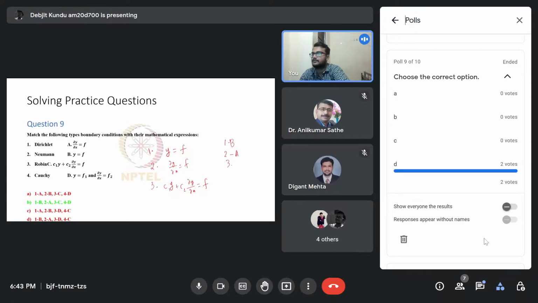So 3 would correspond to C, and in option 4 Cauchy, in Cauchy type boundary condition, both the value as well as its gradient is specified. So y equal to some function f1 as well as separately the dy/dx equal to some another function f2 is specified. So 4 would correspond to D. So 1B, 2A, 3C, 4D is the correct solution, and option B shows that correct combination. So that's why option B is the correct one.